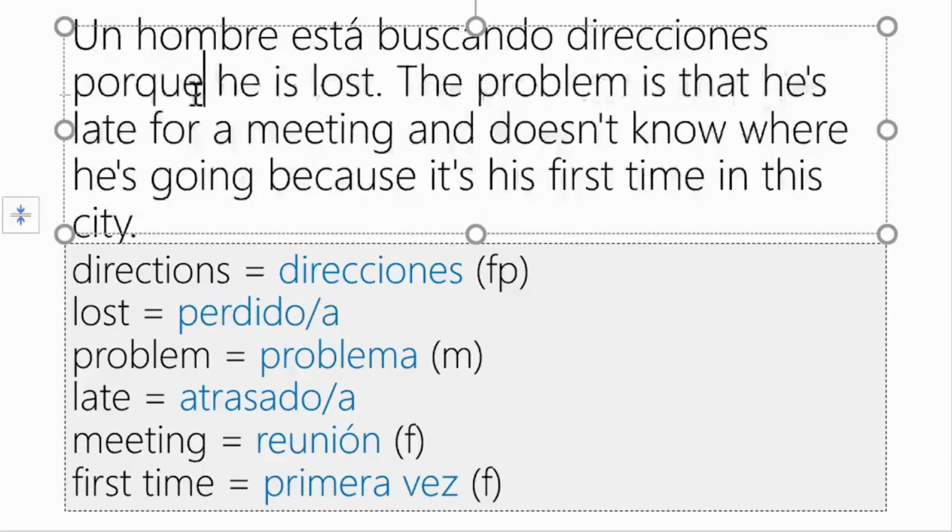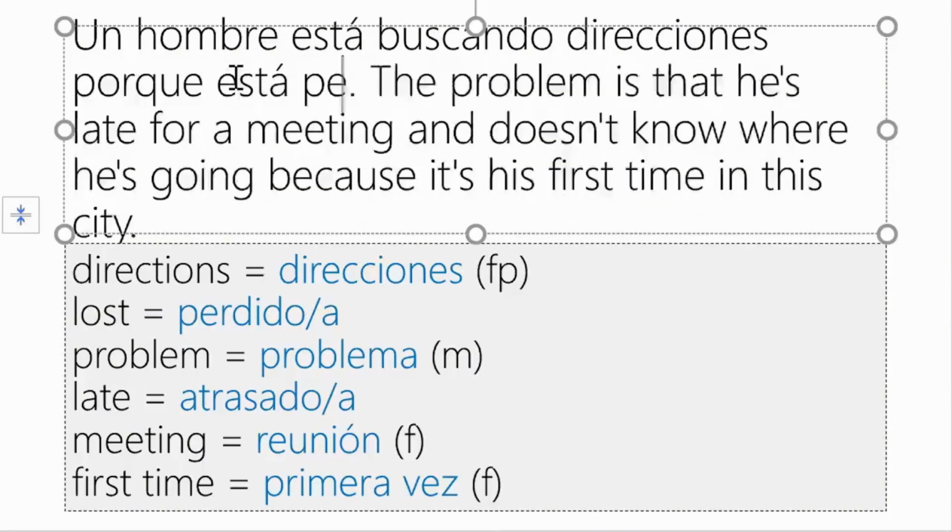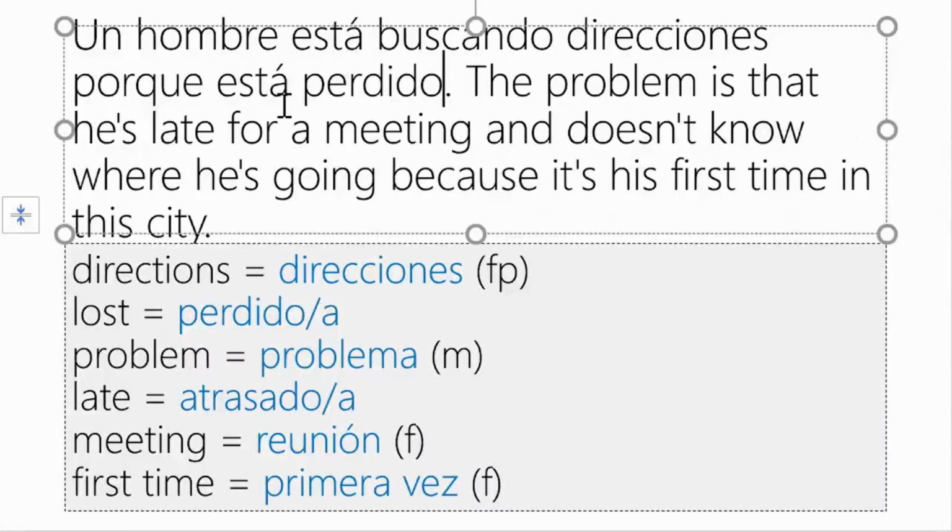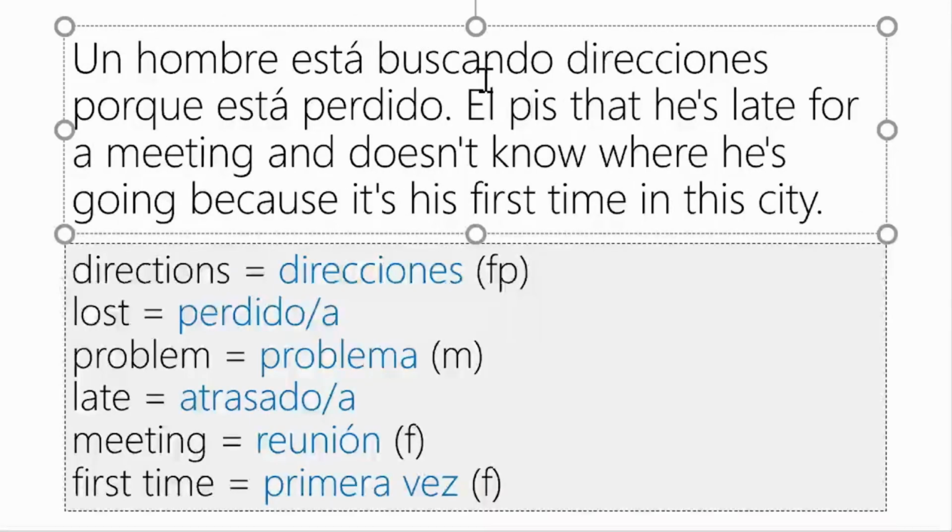Now he is lost. Do we want to say that he's permanently lost all the time and this is how people see him, that's part of his personality? Or do we want to say that he's just lost right now? Well, it's the latter, right? So he is lost would be está, and then we have perdido, porque está perdido. This is what is going on right now. If it was she's lost, it would be está perdida. This is why we have the two options. Now, the problem, remember, it's always will be el problema, never la problema.